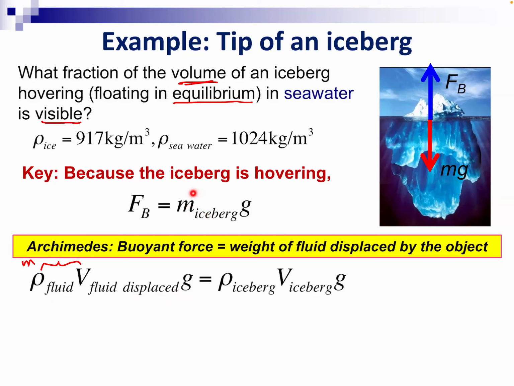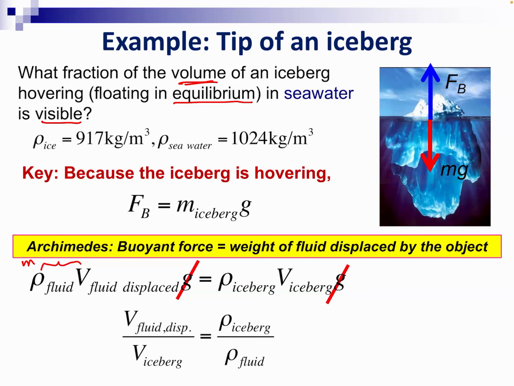We do the same thing on the right-hand side. The mass of the iceberg can be expressed in terms of the density of the iceberg and the volume of the iceberg. G appears on both sides, so just cancel out g, giving us a relationship between volumes and densities. Just rearranging this equation gives you this ratio of the volume of the fluid displaced to the volume of the iceberg and the ratio of the densities.